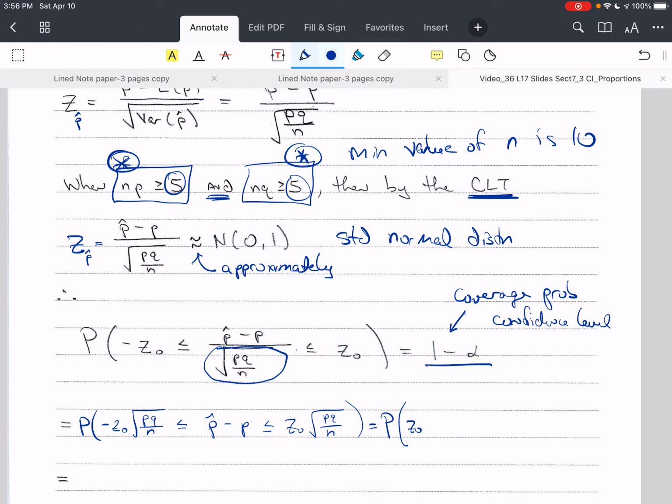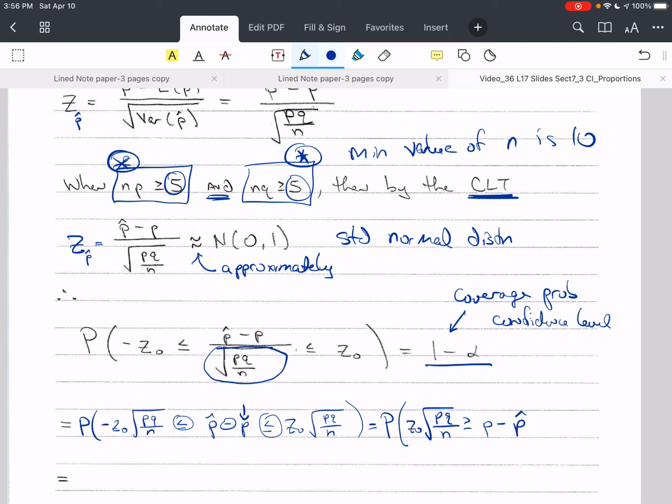I end up with z naught square root pq. Why? Because I want to get the p to be positive. It's negative right now, and I don't want it negative. So if I multiply everything by a negative, then p will be a positive. And so that is square root of n. And now if I multiply by a negative, I have to reverse the signs. So greater than p minus p hat.